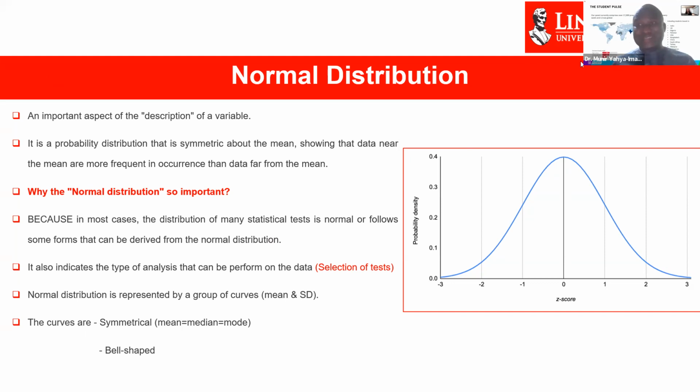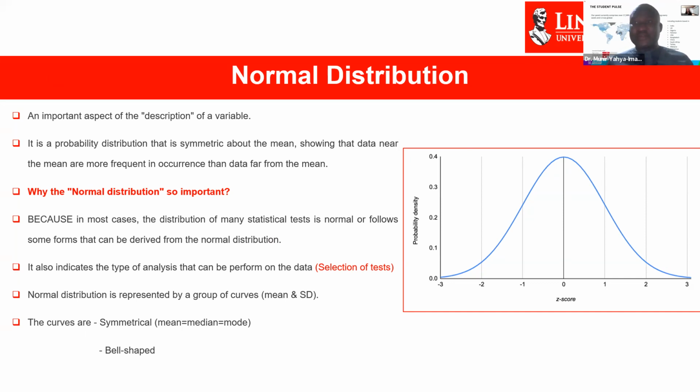Later we'll be seeing how to test whether your data is normally distributed or not, but we'll do that under SPSS. But let's quickly look at what normal distribution is. An important aspect of the description of a variable is normal distribution. You check whether your variable is normally distributed or not. If it is normally distributed, there are certain tests that can be carried out on such data. If it is not normally distributed, there are other tests that are available to be used for such data. So if you use the test that is meant for a normally distributed variable on a variable that's not normally distributed, definitely you will be getting a wrong analysis result.